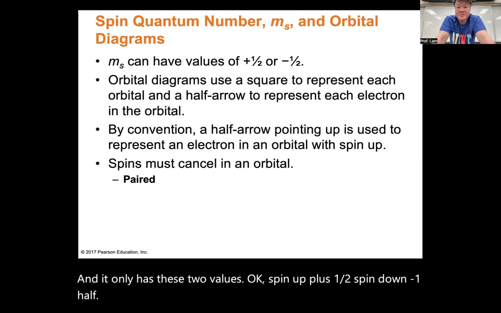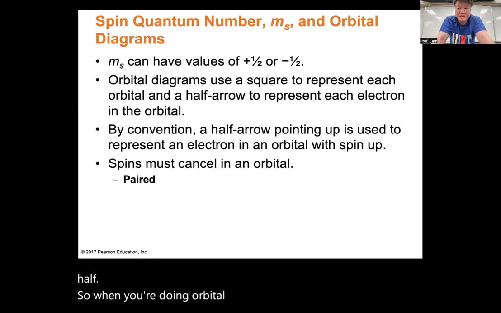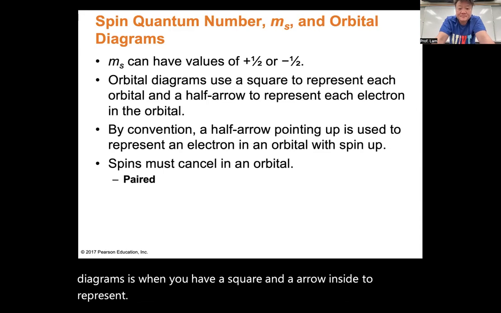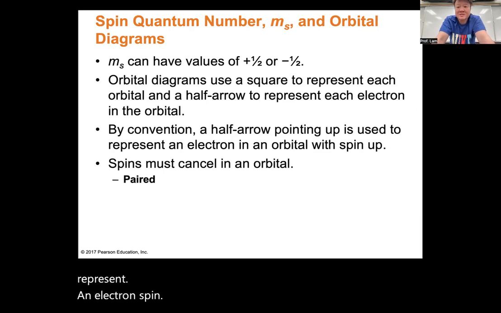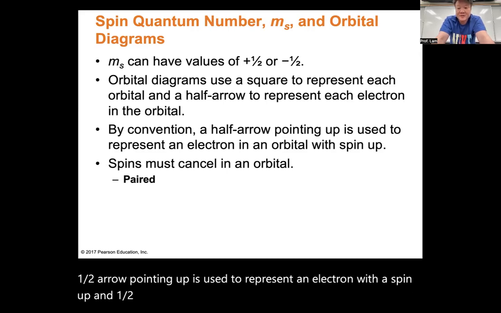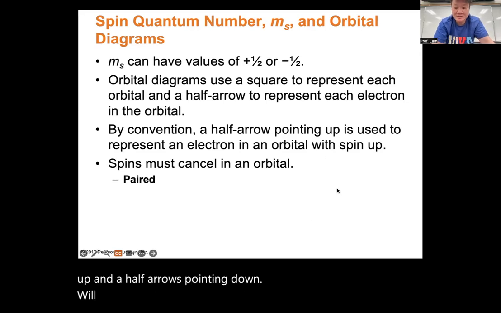So when you're doing orbital diagrams, remember, the orbital diagram is when you have a square and an arrow inside to represent an electron spin. A half arrow pointing up is used to represent an electron with a spin up, and a half arrow pointing down will be spin down. Okay, so it's going to look like this.